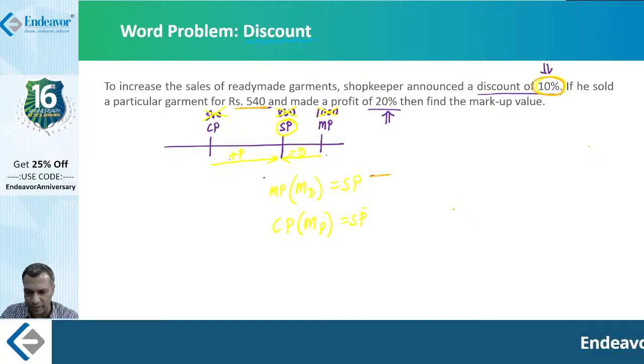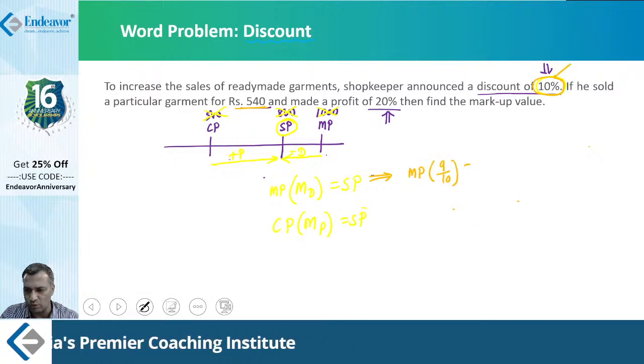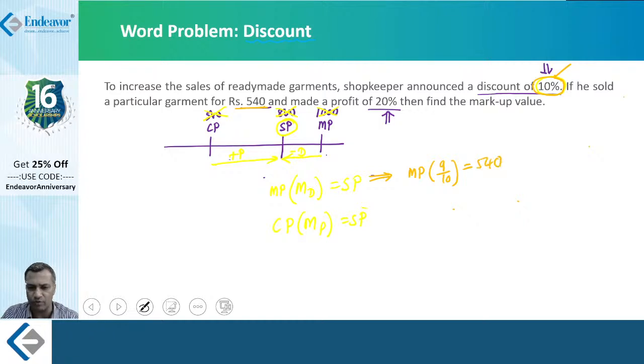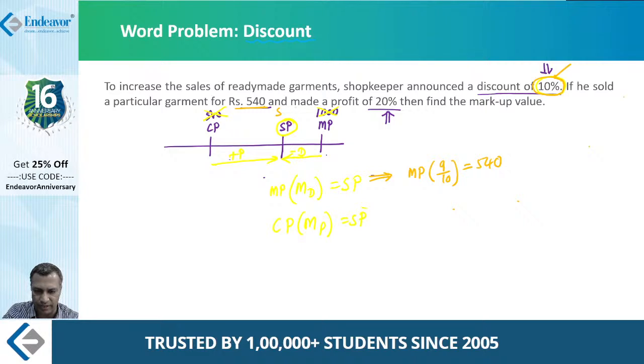Therefore, let's go in here. Let's find the mark price. We were doing it right. Okay, so mark price into 9 by 10. What is that 9 by 10? 10% profit. 9 by 10 is equal to 540. What is this 540, my friends? Selling price. The selling price in this case was 540.